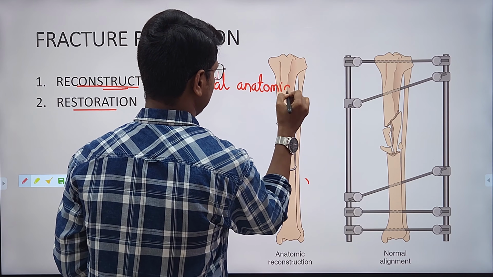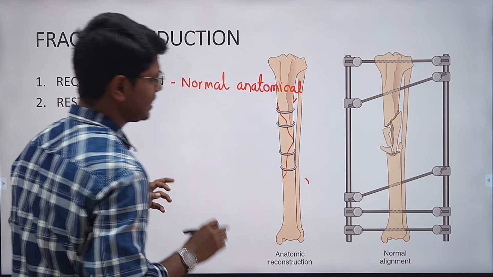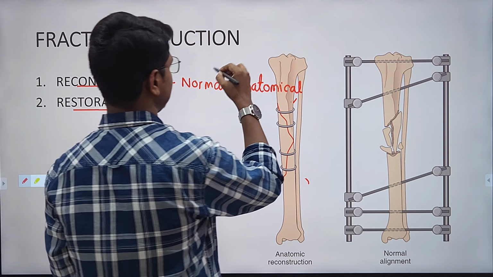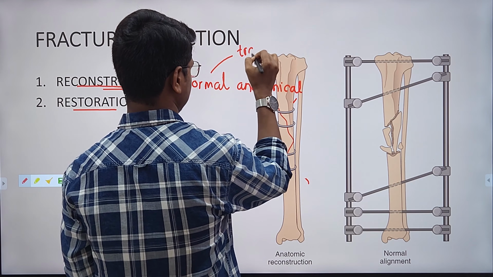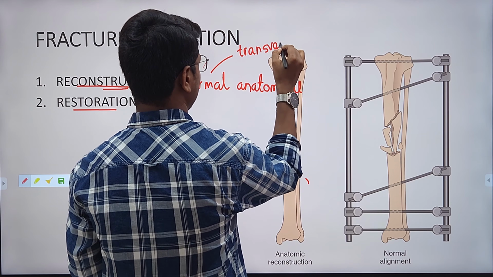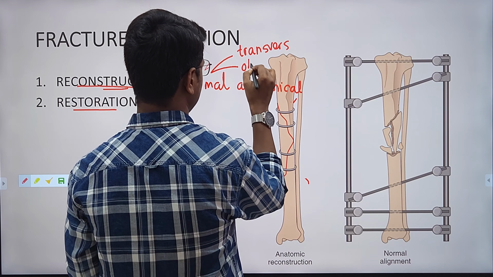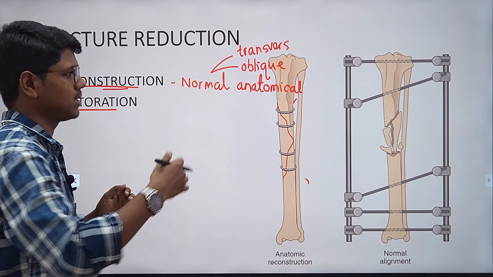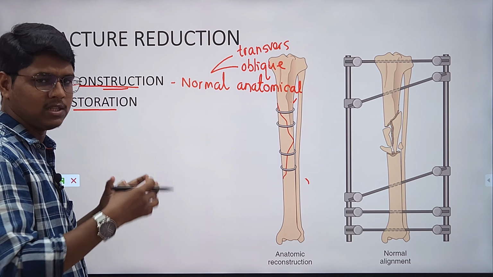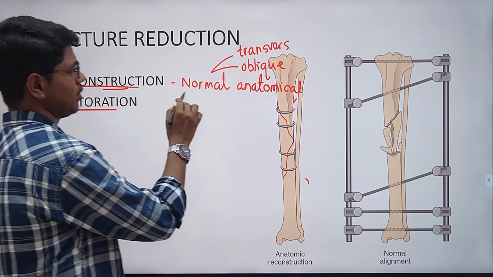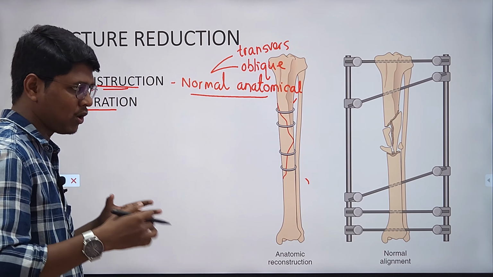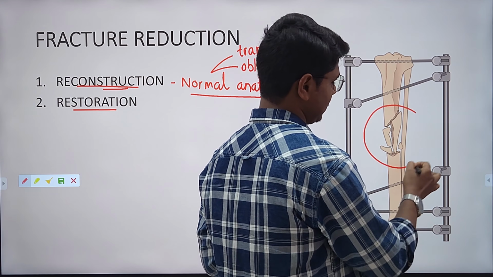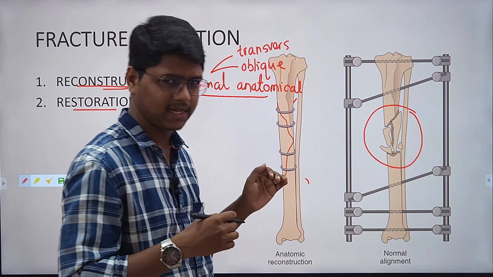Okay, but you can make this normal anatomical apposition when the fracture is a transverse fracture, or some oblique fractures like this, or transverse displaced or non-displaced fracture, oblique displaced or non-displaced. These are reducible to normal anatomical apposition. There are some fractures like comminuted fracture which are non-reducible. Okay, they are not reducible technically.